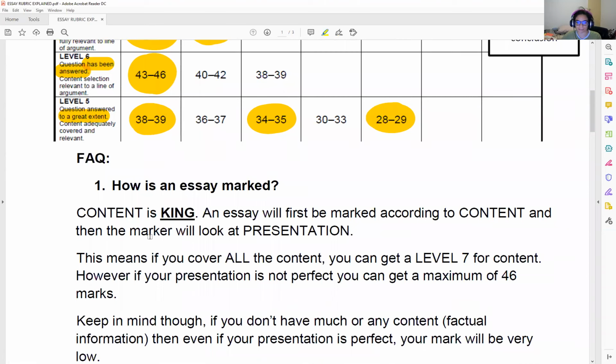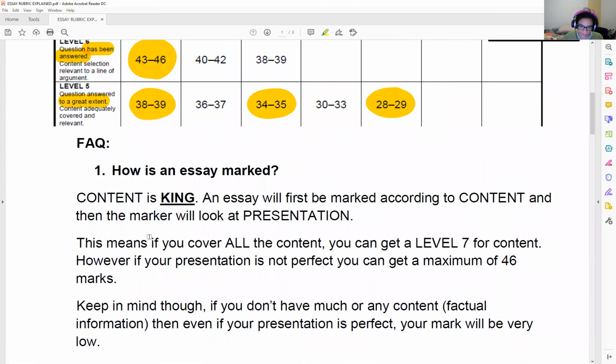Okay, so how is an essay marked? I have explained this, but now we have it on the screen here. Content is king. What do I mean by that? A king is the most important person in a monarchy, right? So your content is the most important part of writing an essay. If you are not focusing on your content, you are in effect throwing marks away. Because you can have the most brilliant presentation, if the content isn't there, we cannot give it a good mark.